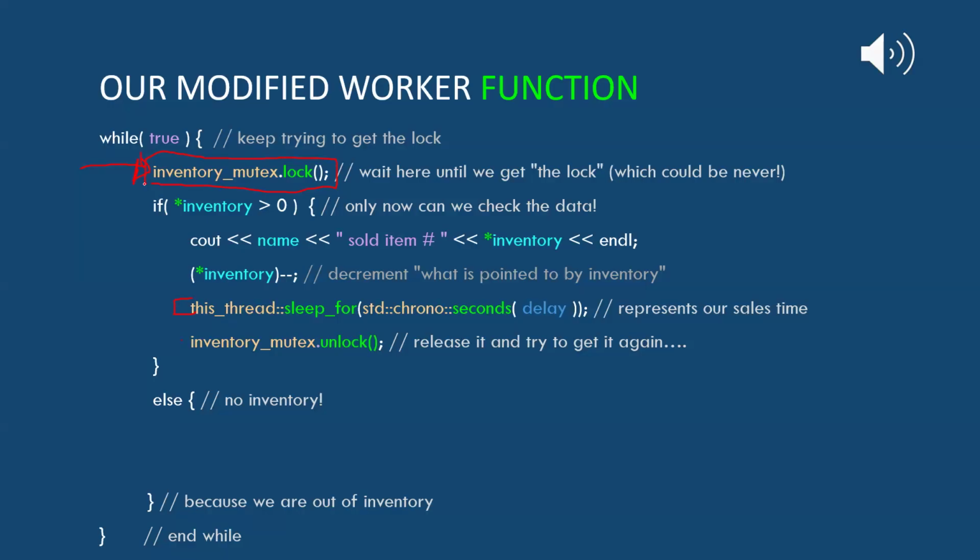So I do have a chance in the scenario that I could actually get the lock two times in a row. Now, if there's no inventory at all, if the inventory that's there is 0, then I just want to unlock and return because I've done my job.